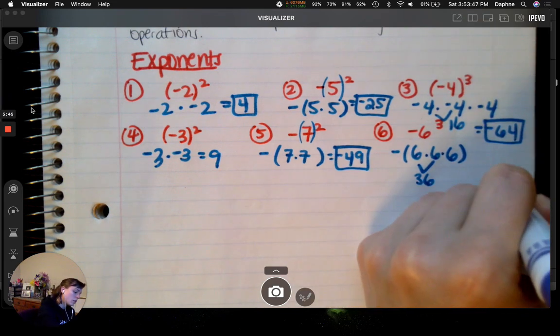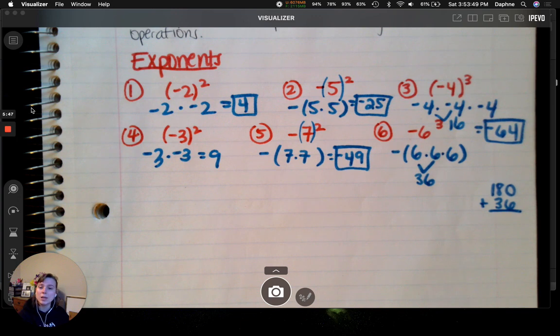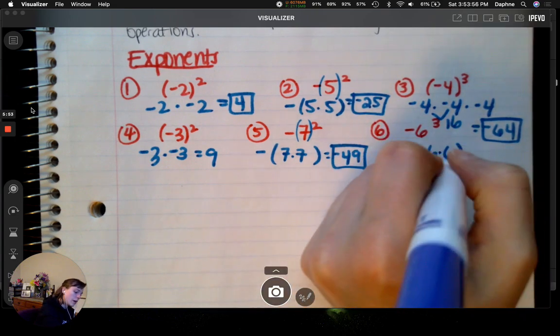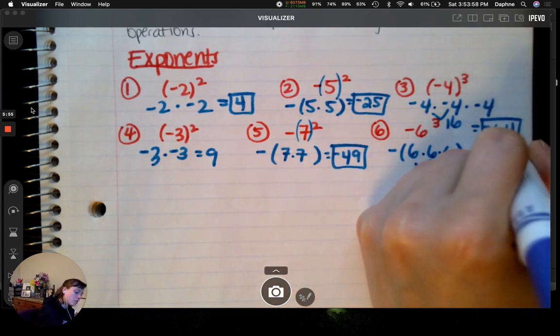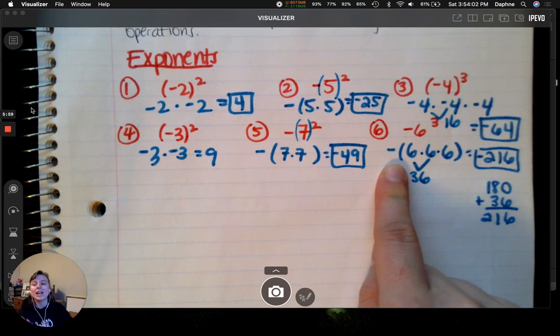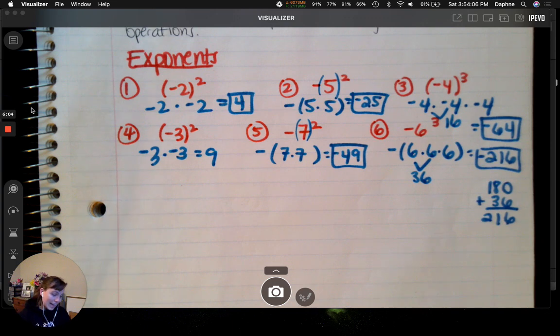36. What is 180 plus 36? 216. So this is going to make a negative 216, because we can't forget that negative on the outside. We do that last. Just stick that negative on there. Awesome. So that is exponents.